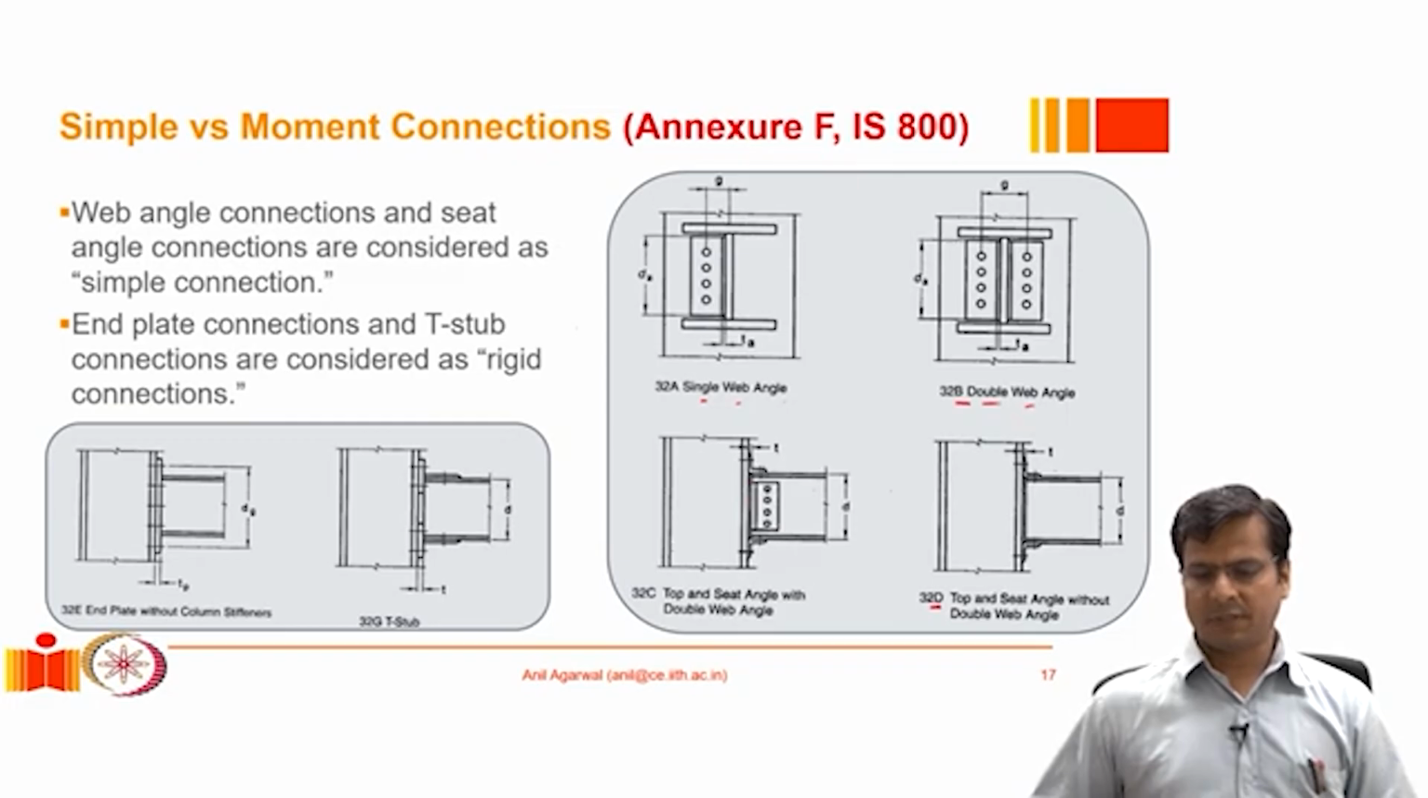Another variation of this same connection is where we do not use any web connectors. We do not connect the web of the beam at all. We only use the seat and the top angle, and then design the connection in such a way. So again, most of the gravity loads that are coming to the beam get transferred to the column.